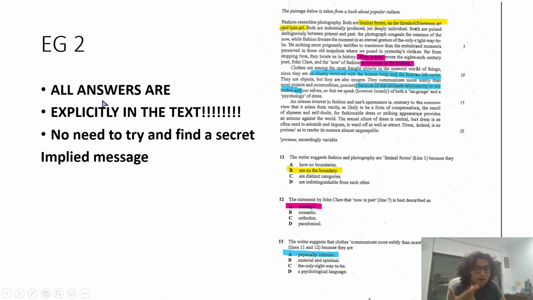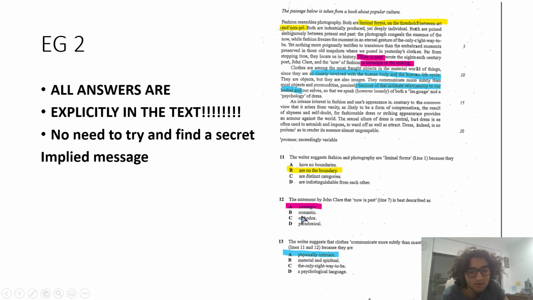So the verbal questions are actually really easy. They directly tell you the answer. Now the statement, let's look at question 12. The statement by John Clare that now is past, line 7, is best described as A, nostalgic, B, romantic, C, orthodox, and D, paradoxical.